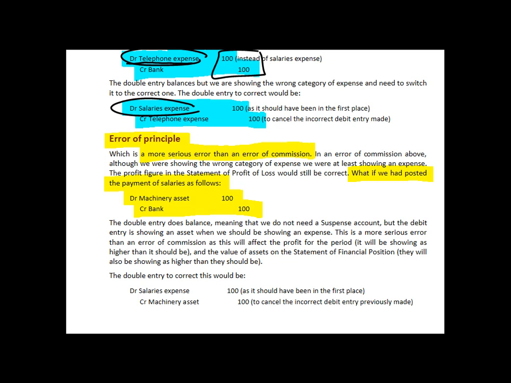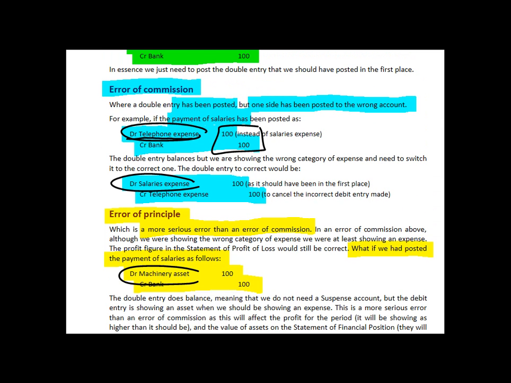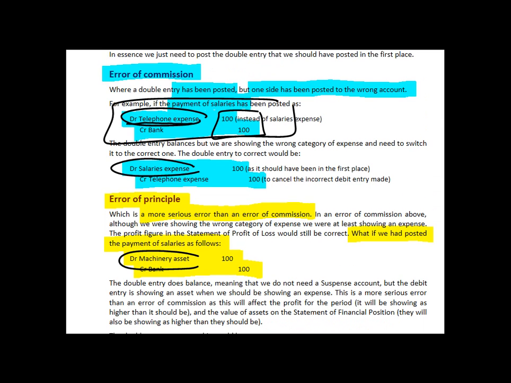Now, in this case, rather than recognising an expense of the business, can you see we've actually recognised an asset? That's a much more serious problem because we've now not recognised the salaries expense. That you can perhaps imagine means that our profit for the year is going to be higher than it should be because we've not recognised an expense we've incurred. And because we've recognised it as an asset, you can imagine the size of the balance sheet is going to be bigger. So in fact, this error is going to have a much more serious impact on our accounts than the error of commission that we looked at.